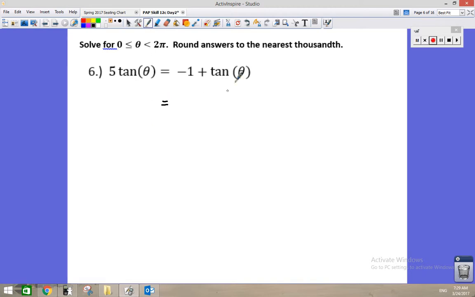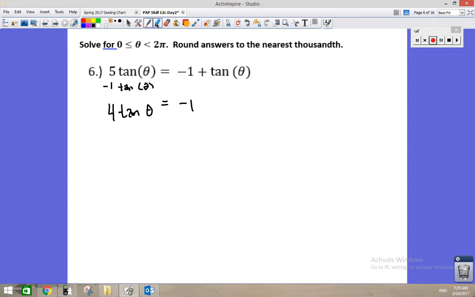When we subtract it here on the right hand side, that term is canceled, and when I subtract one tangent theta from the left hand side, then I can treat this as like terms, and if I have 5 tangents and take away one tangent, I'm left with 4 tangents. Alright, so now on the left hand side I have two factors.